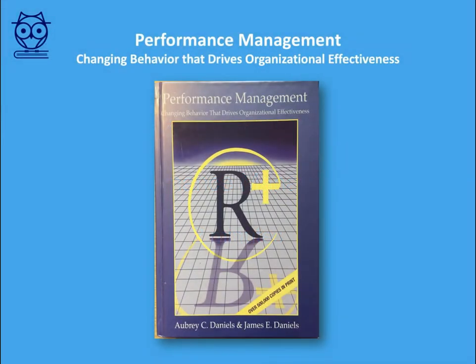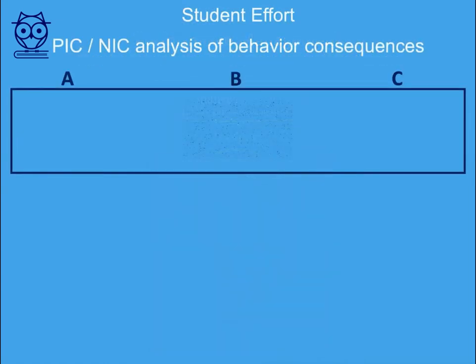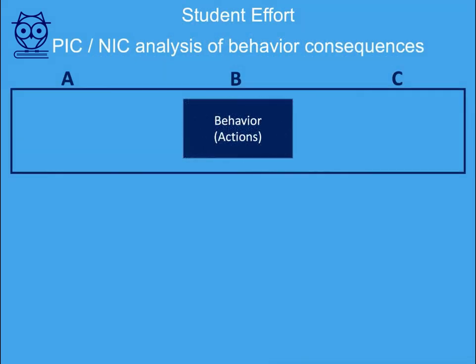Some ideas from the book Performance Management that were examined in PD Part 1 will be referenced in PD Part 2, specifically the PIC-NIC analysis of the ABC model. The ABC model is used to demonstrate that behaviors change in two ways: by what comes before behavior, antecedents, and by what follows behavior, consequences.